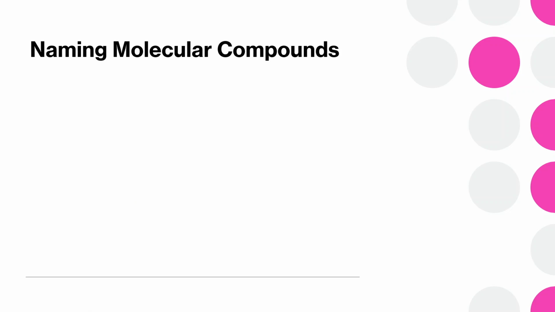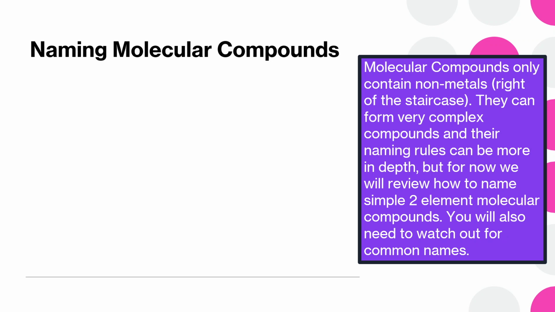So the next thing we're going to go through is how to name molecular compounds. Molecular compounds only contain nonmetals, which are to the right of the staircase. They can actually form very complex compounds, and their naming rules can be a lot more in depth. But for now, we're just going to review how to name simple two-element molecular compounds, and we're also going to look out for some common names that you're going to come across. As you go further in chemistry, you will learn some of those more complex naming conventions. For example, if you take Chem 30, you're going to learn how to name organic compounds. But for now, this is all we need to know how to do.